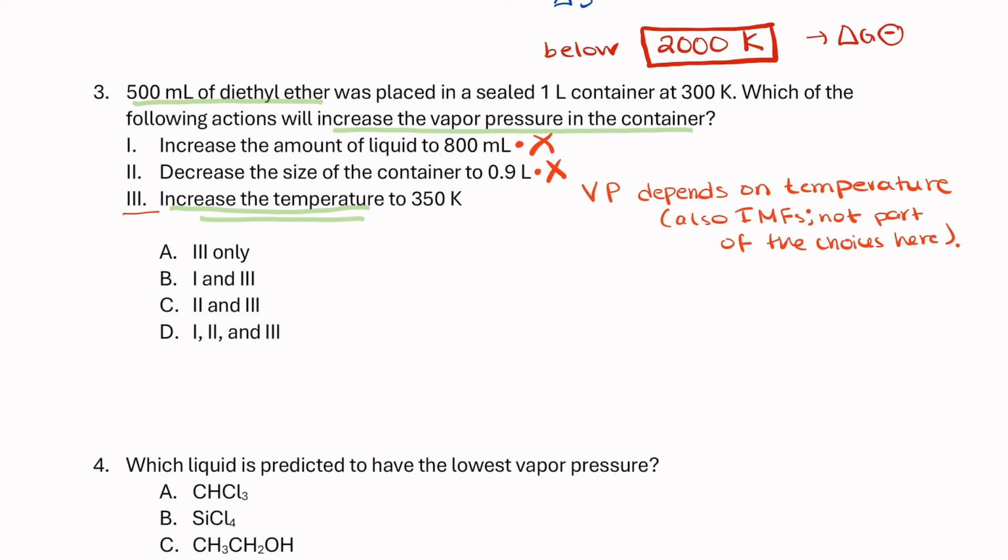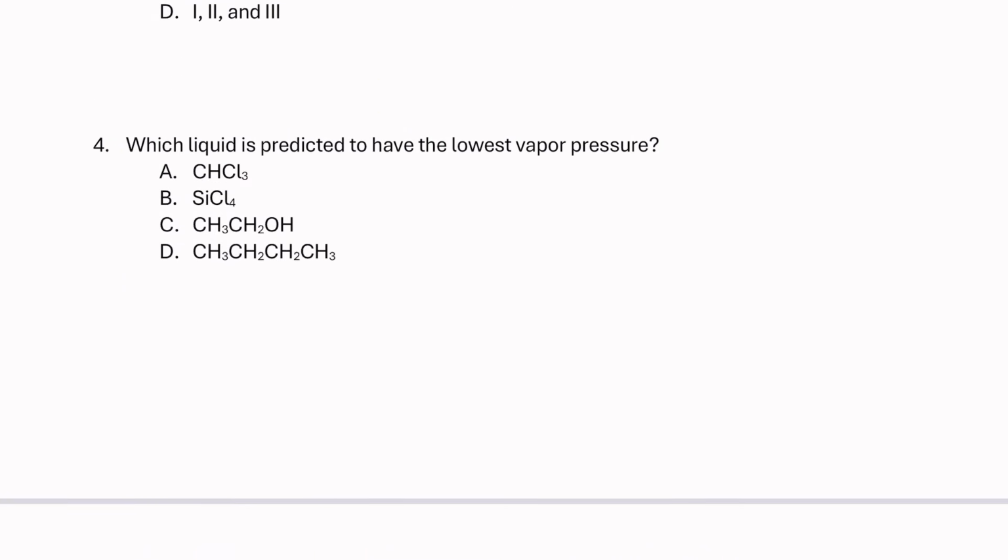Statement 3 says increase the temperature to 350 Kelvin. Now, raising the temperature from 300 to 350 Kelvin does in fact raise the vapor pressure, because vapor pressure increases with temperature. So the only correct statement is statement 3, and the answer for problem 3 is A. Problem 4 says, which liquid is predicted to have the lowest vapor pressure?